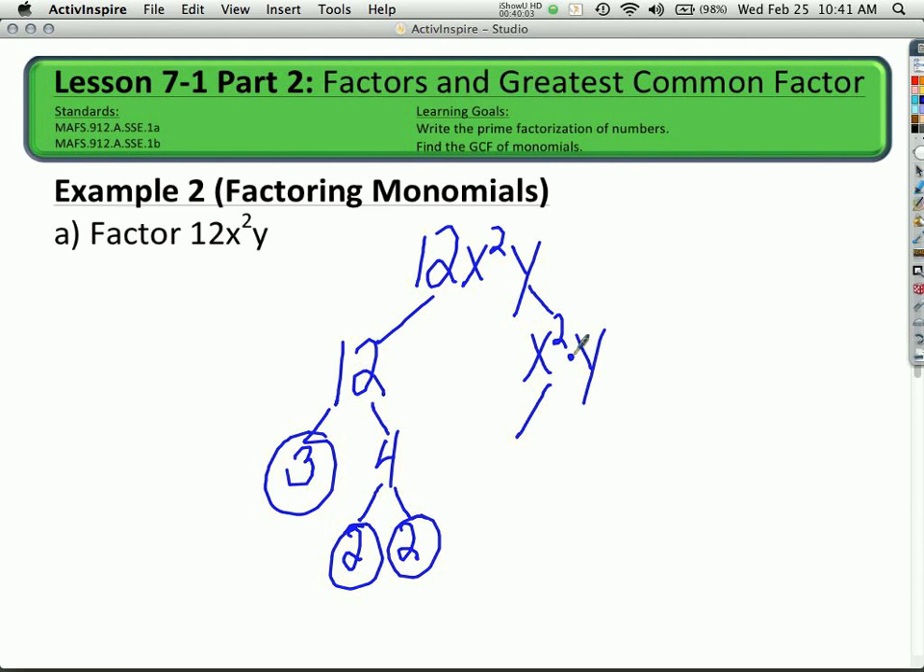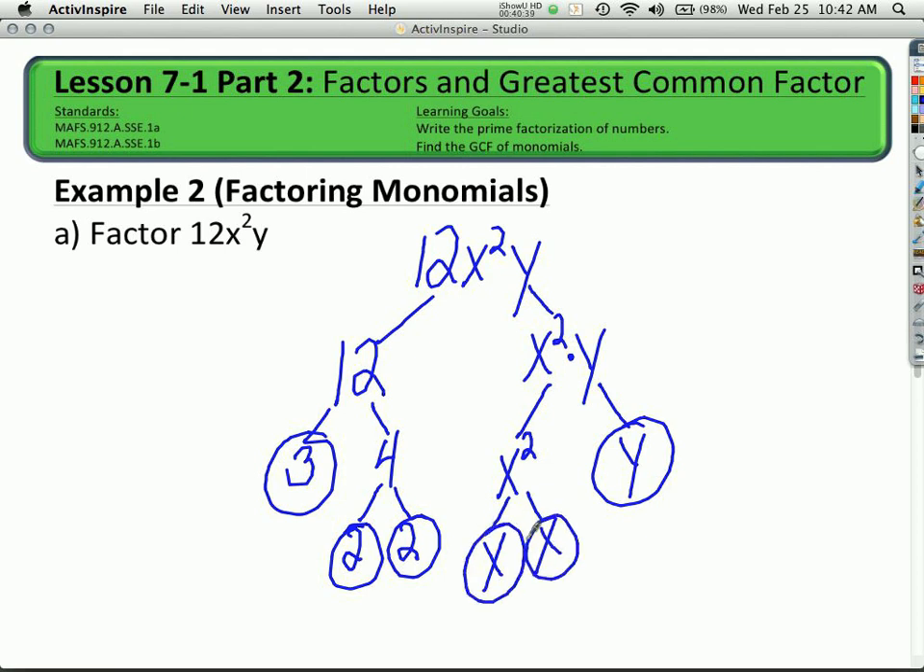This is a multiplication problem right there, right? x squared y. If I multiply x squared times y, I get x squared y. Y is not prime, but is there anything that we can multiply together to get y? No. So that's closed. What about x squared? What do we multiply together to get x squared? Chanel? Very good. We get x times x. And those are now closed.